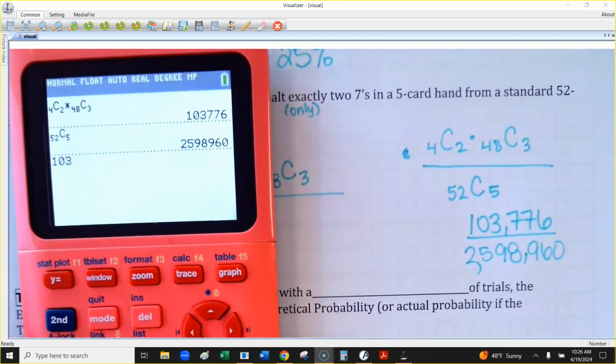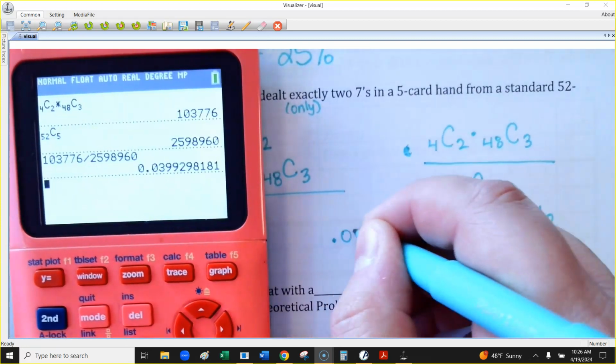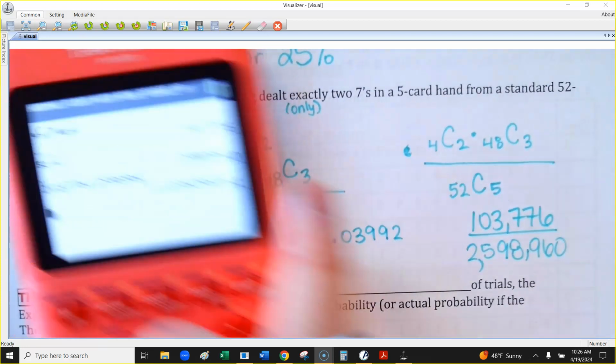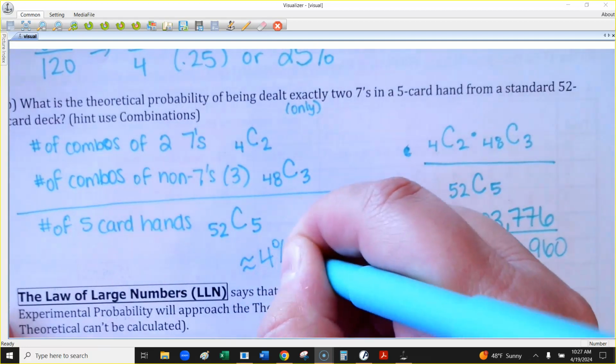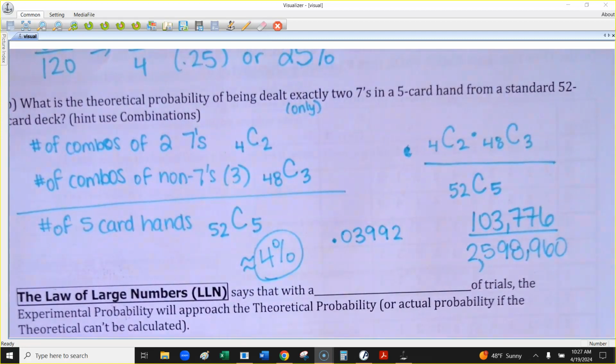in your hand. To calculate the probability here, I'm just going to divide these guys. Make sure I don't forget a number as I type that in. And I get 0.03, and you guys can see that's like 992. So I'm going to say, just round that to a percentage, would be about 4% chance that we would get 2 7s only in our hand of 5 cards.